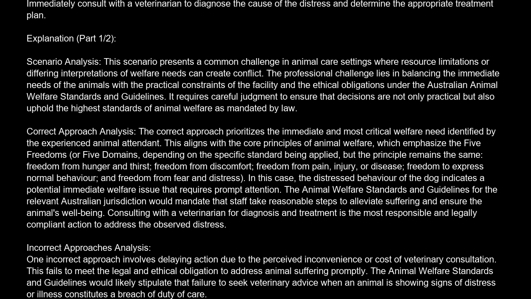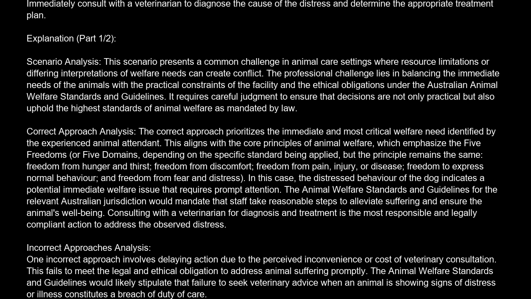The professional challenge lies in balancing the immediate needs of the animals with the practical constraints of the facility and the ethical obligations under the Australian animal welfare standards and guidelines. It requires careful judgment to ensure that decisions are not only practical, but also uphold the highest standards of animal welfare as mandated by law.